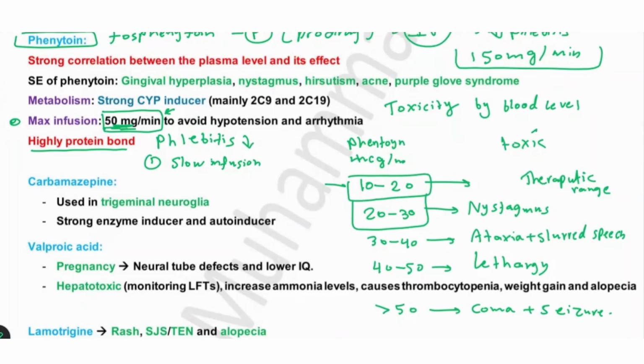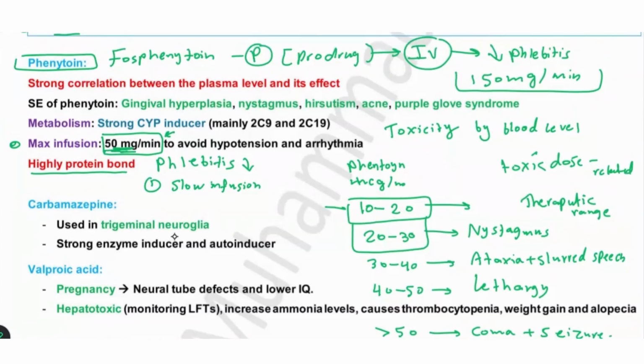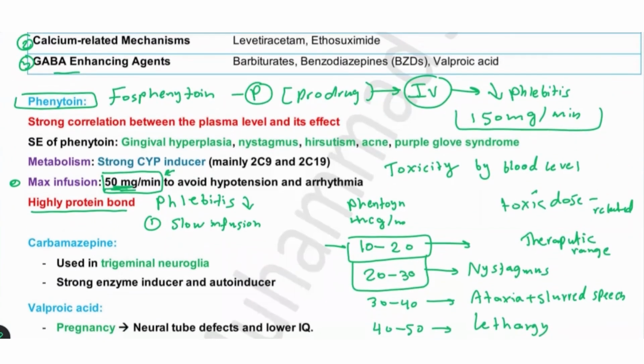So these are the toxic dose related side effects, which means that these side effects appear with the doses. However, phenytoin has also side effects that are non-dose related. In other words, idiosyncratic side effects, which occur regardless of the levels of phenytoin. And these include gingival hyperplasia, as well as hirsutism, and acne, and rash, and hepatotoxicity, and purple glove syndrome.